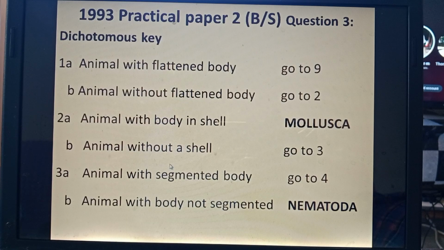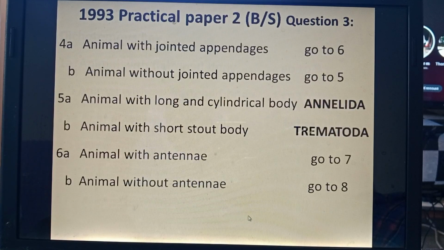Animal with flattened body, go to 9. Animal without flattened body, go to 2. Animal with the body in shell, mollusca. Animal without a shell, go to 3. Animal with a segmented body, go to 4. Animal with the body not segmented, nematoda. Animal with jointed appendages, go to 6.